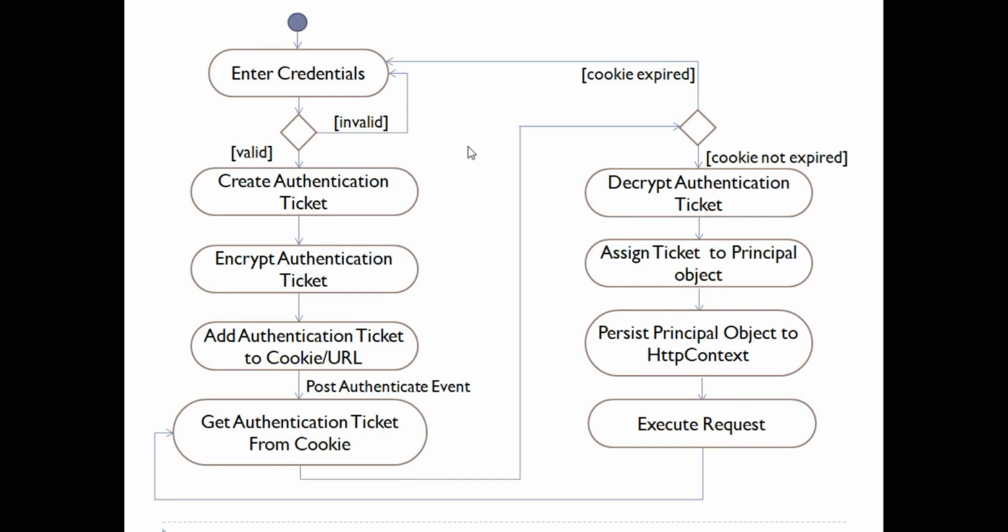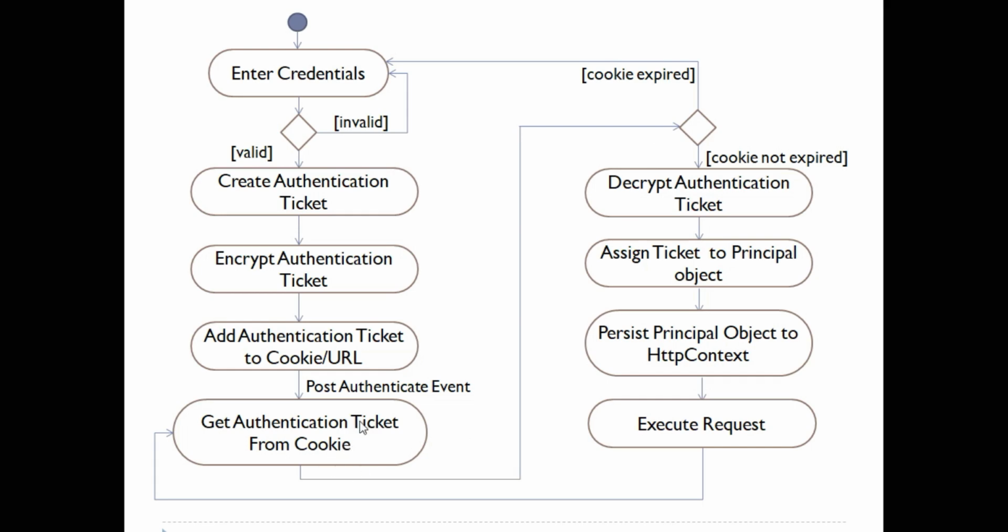We studied this activity diagram in the introductory video of authentication and authorization, and in the first part I covered the steps up to this. We accepted the credential, then we created the authentication ticket, we encrypted it, and we added that ticket to our cookie. Now, on the post authenticate event in the global.asax file, we get the ticket from the cookie. Then we will decrypt it.